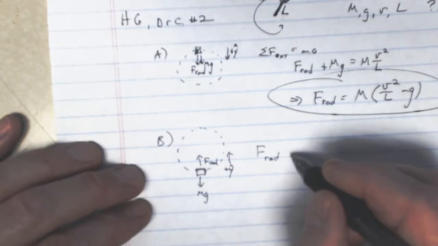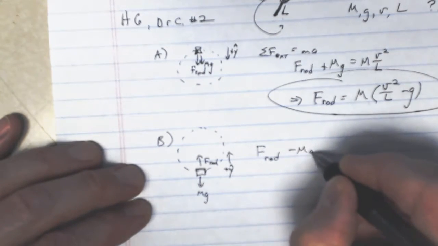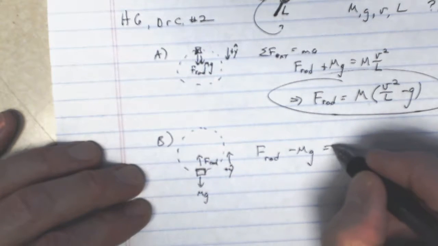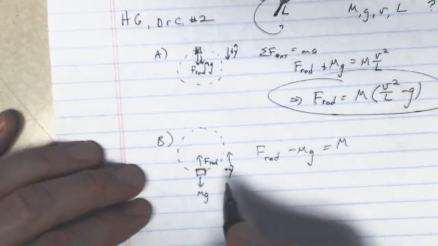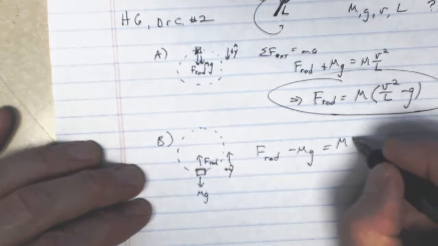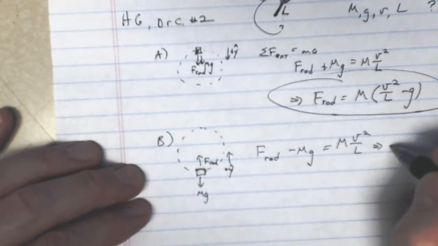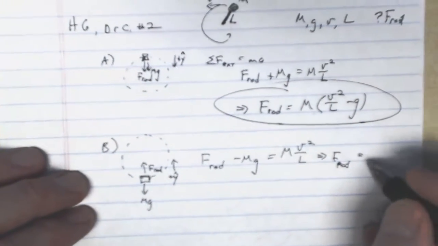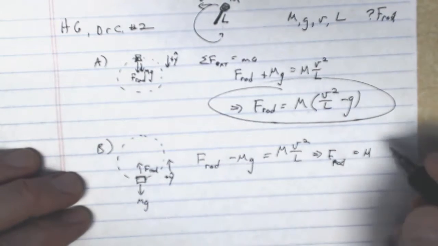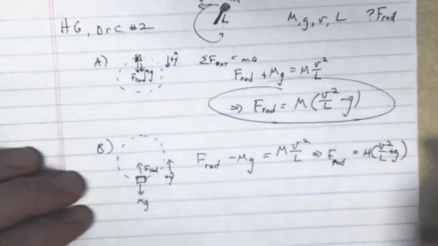So the F of the rod is in my positive direction now, but mg is in my negative direction, so that's minus mg. That has to be equal to the mass times the acceleration, but it's going around the circle at constant speed. The acceleration has to be v squared over r towards the center, which is my positive direction. So v squared over L. And so now I can immediately write the force of the rod equals m. Again, take mg to both sides. And now I've got v squared over L plus g.